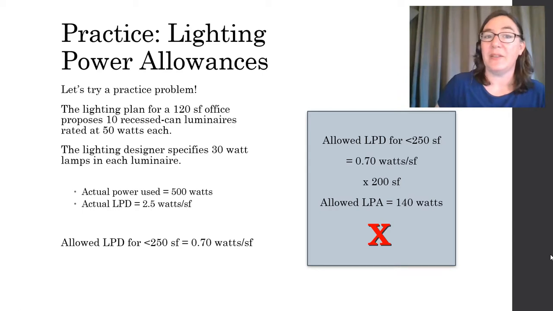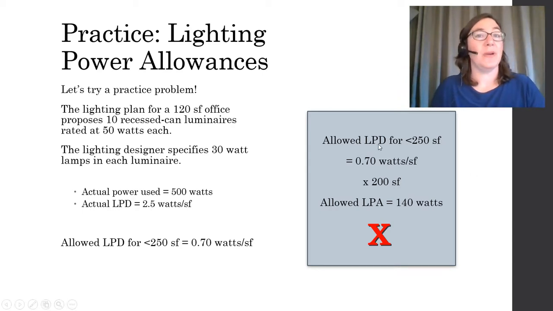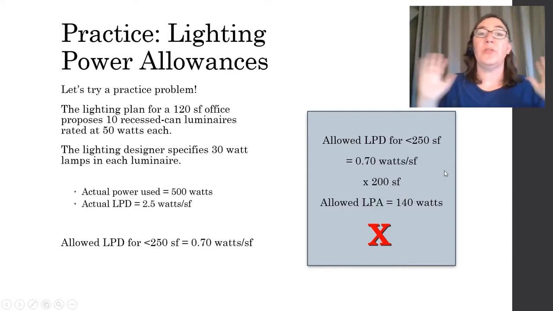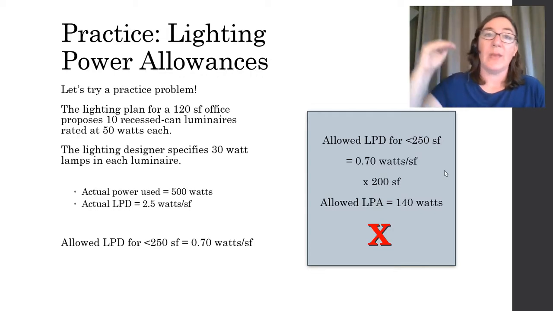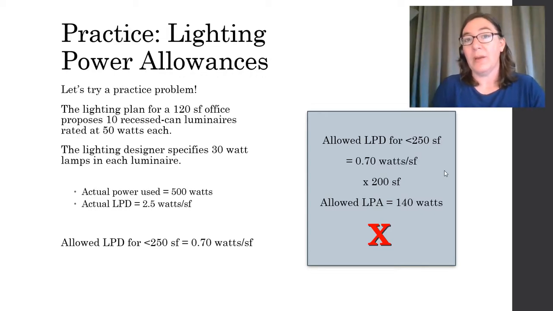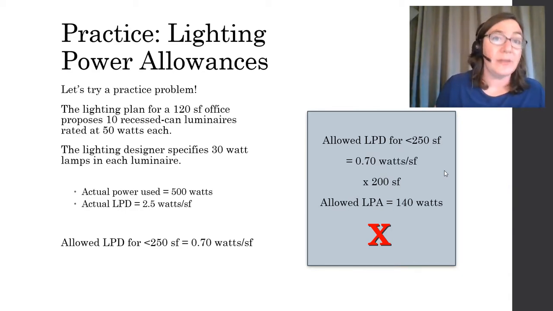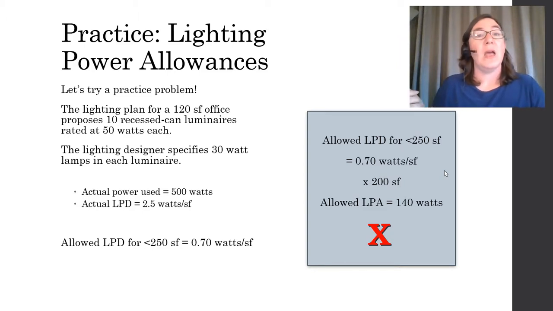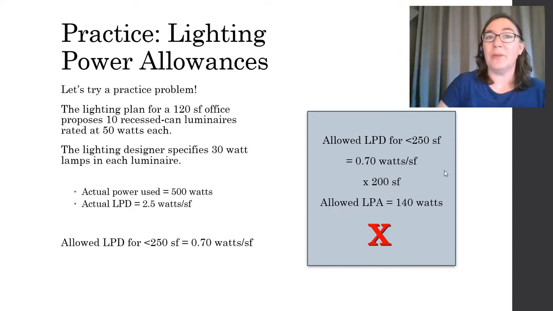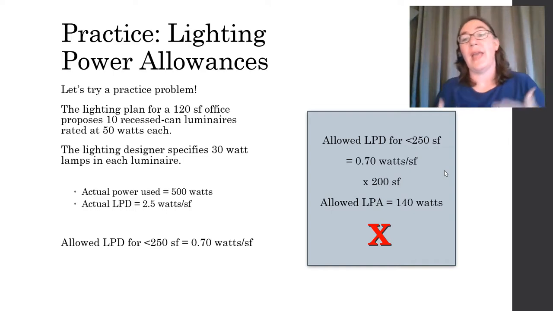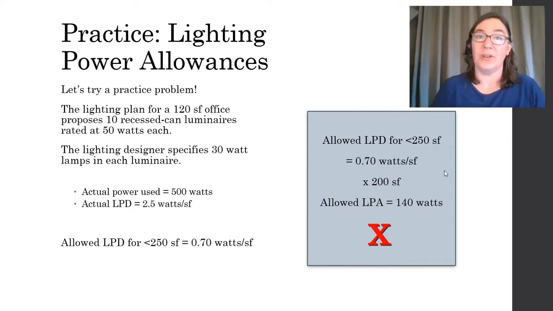Let's come back to our practice problem. The allowed lighting power density for less than 250 square feet of office was 0.7 watts per square foot. We're going to multiply that by our 200 square feet, all right, and we have an allowed lighting power allowance of 140 watts. Let's double check, does our design meet code? No. We're not even close. All right. The actual power used in our design was 500 watts. We're allowed 140 watts. We need to change our design.